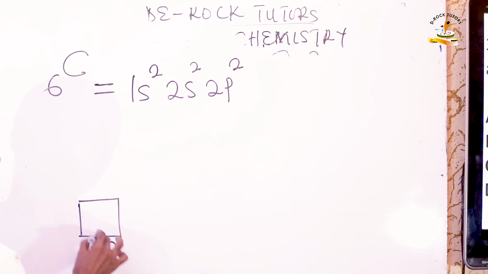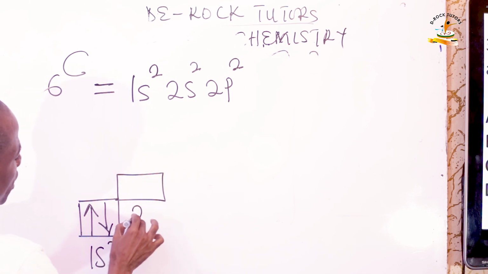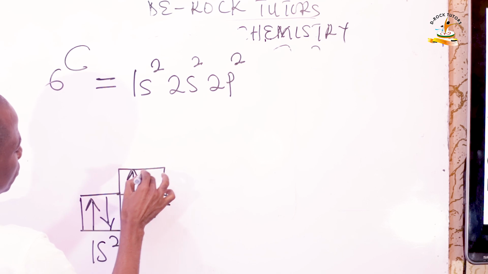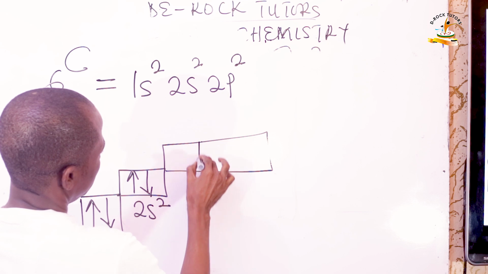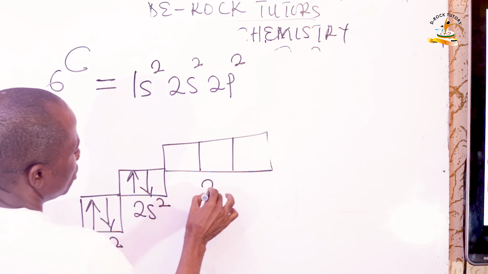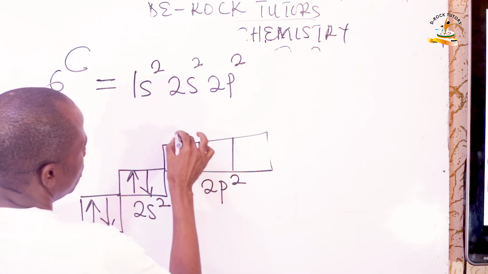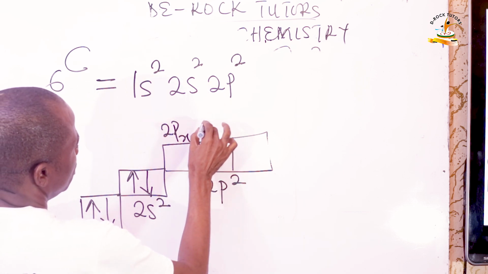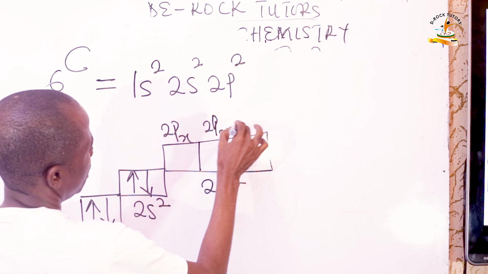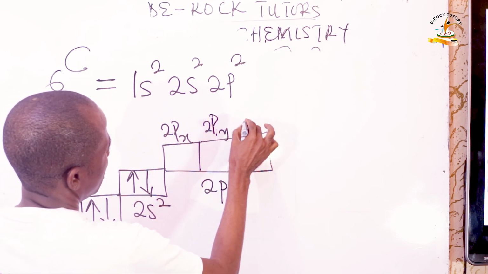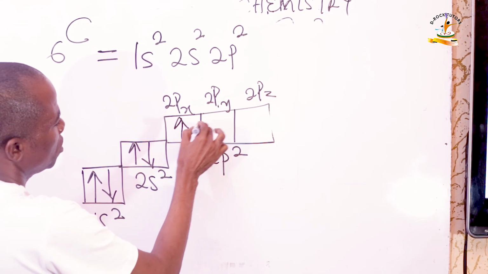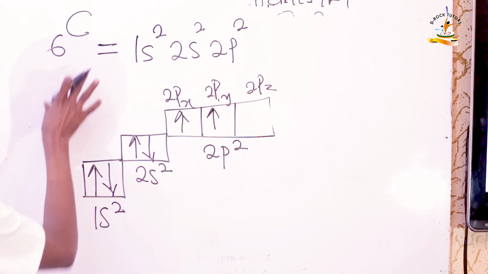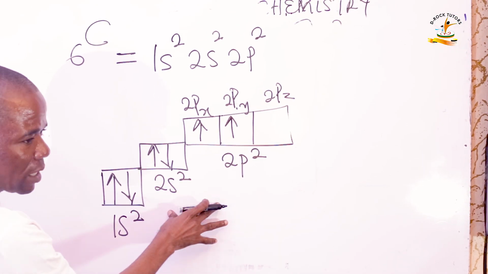And you can write it like this. This is 1s2, then this is 2s2, and 2p, we know that there are 3 subshells here. This is 2p2, this is going to be 2px, this 2py, and this is 2pz. Now, this is for carbon at the ground state.